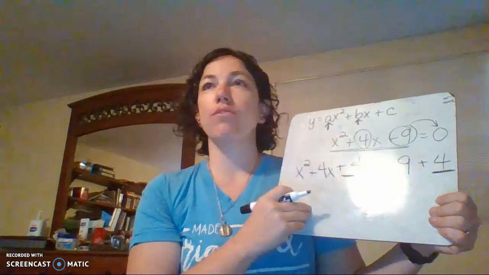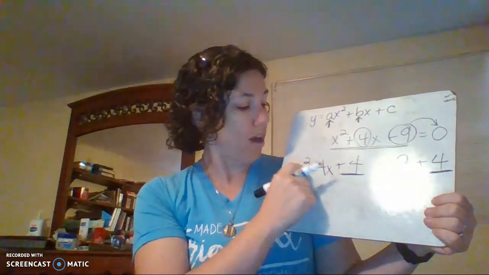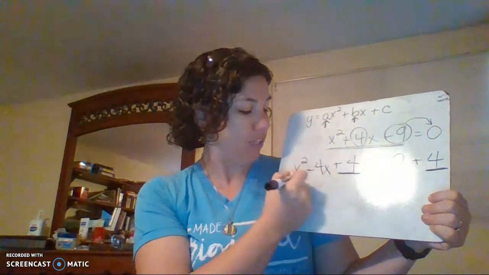The whole point of doing this is so that you don't have two variable terms of x. You don't want this x squared and x because they can't be combined, and that leaves you no room to solve for x.